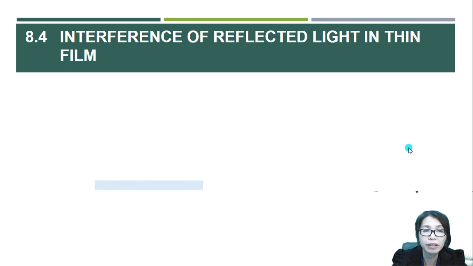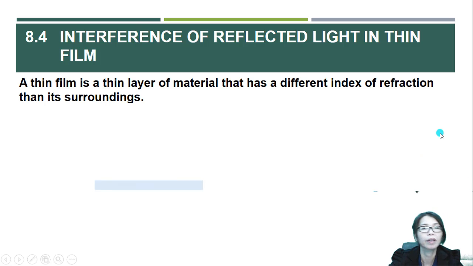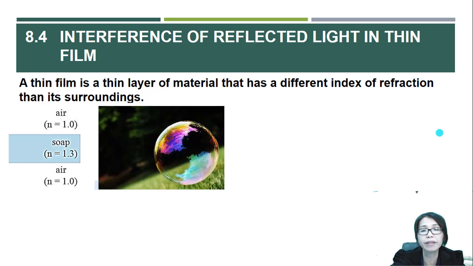Hello boys and girls, so in this video we are going to continue with our discussion on topic 8. We have 8.4 Interference of reflected light in thin film. What is a thin film? A thin film is a thin layer of material that has a different index of refraction than its surroundings.